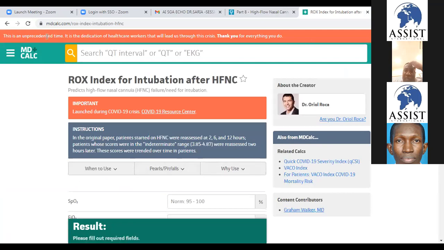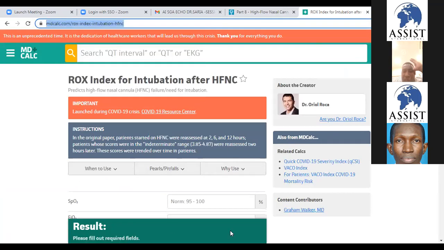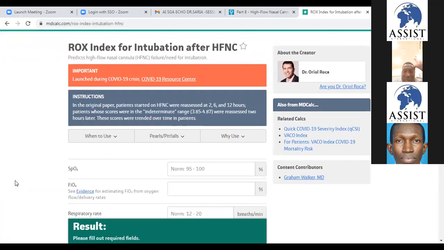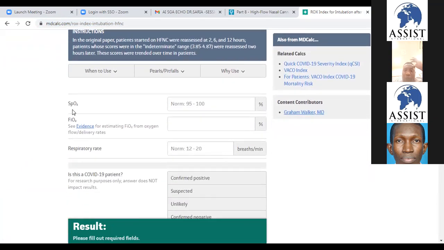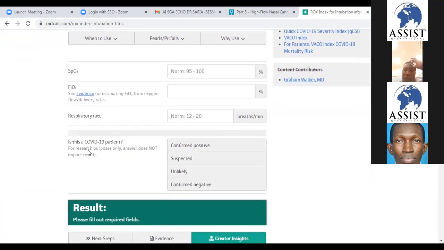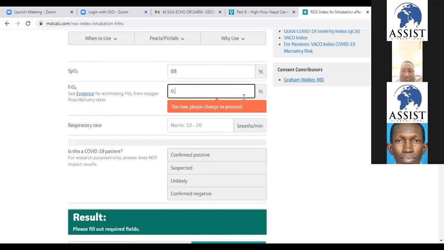Yes, this is the ROX index for intubation after high flow nasal catheter. So as you can see, it has some parameters. It has the SpO2, you have FiO2, and the respiratory rate. So you have to put your value here. For instance, let's say our patient is saturating at 88. Kevin, can you just put 88? All right, and the FiO2, the patient was on a non-rebreather, 15 liters per minute, which can give us 60 up to 90 FiO2. So let's say 90%. I mean 95%. Let's say it's giving us that. So you can just type there 95.